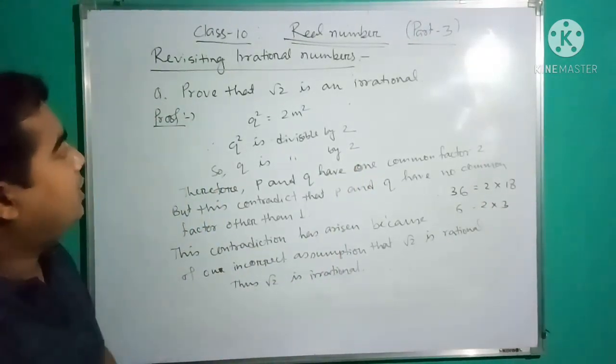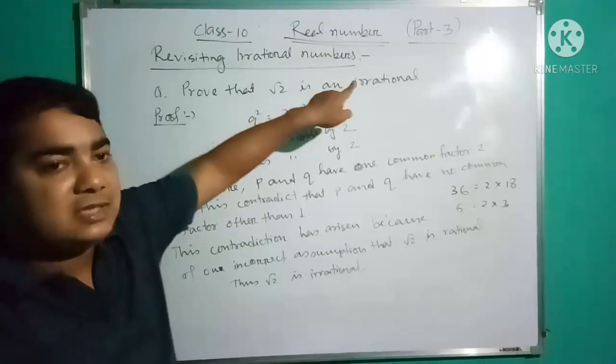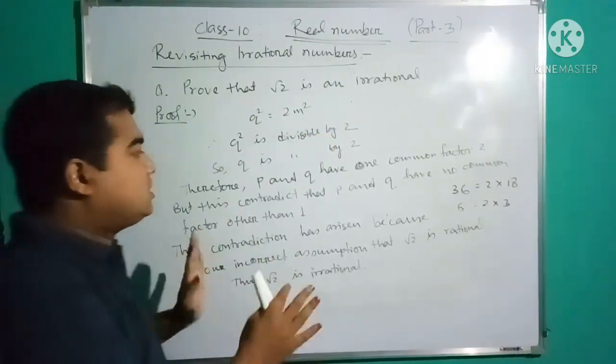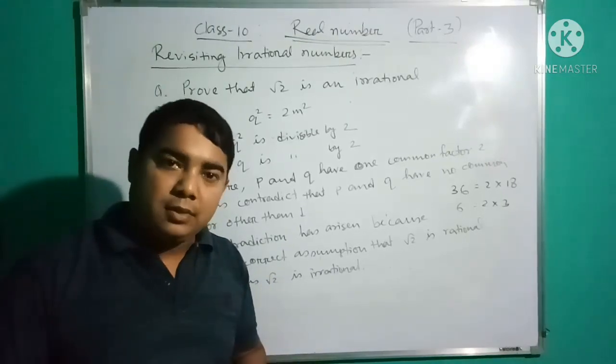Okay. Again, you can write 5. Prove that root 5 is an irrational number. Then instead of 2, you will write 5. All other steps are the same. Okay.